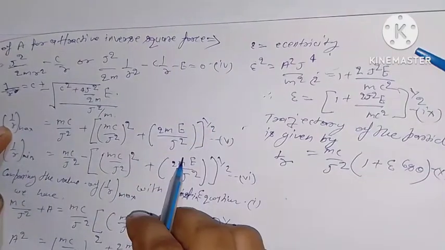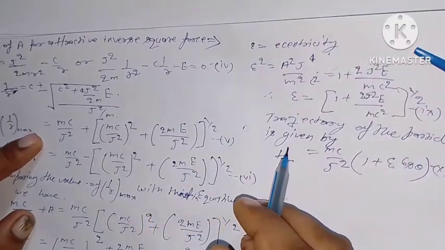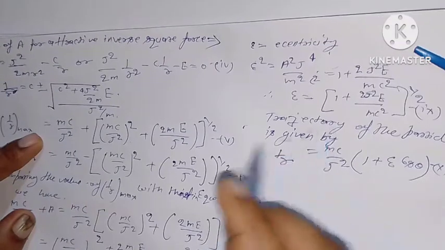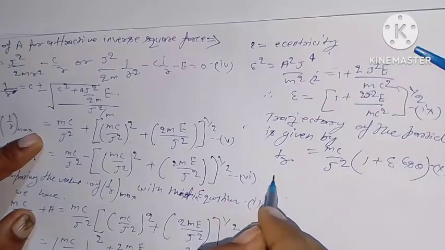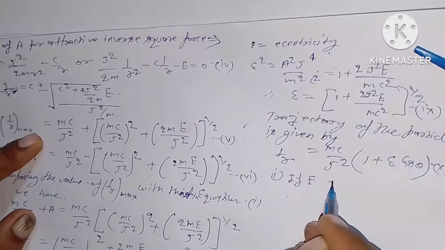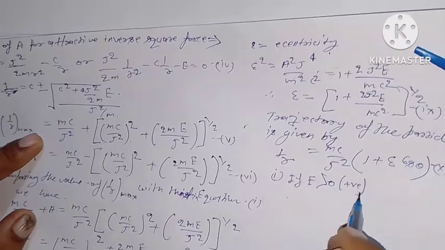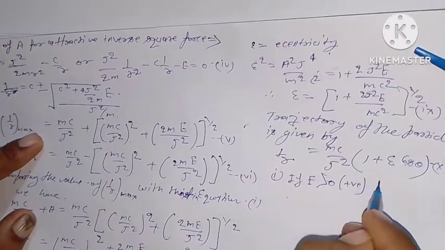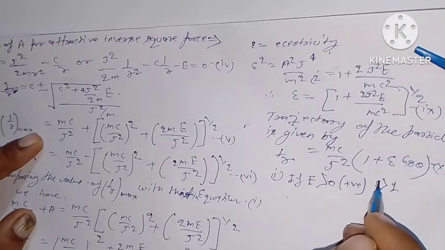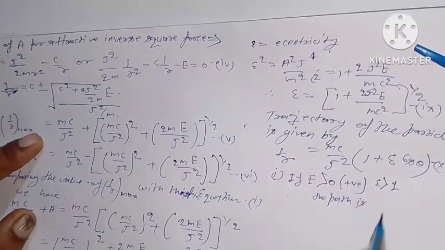The shape of the trajectory of the particle depends upon the value of epsilon, hence on the relationship between the total energy E and its angular momentum J. First point: if total energy is greater than 0, then this is positive, epsilon is greater than 1, and the path is a hyperbola.